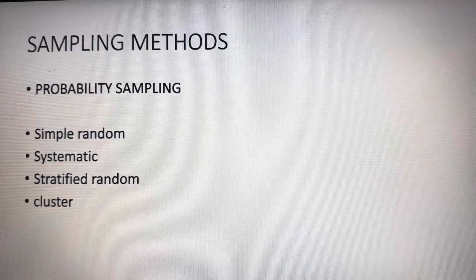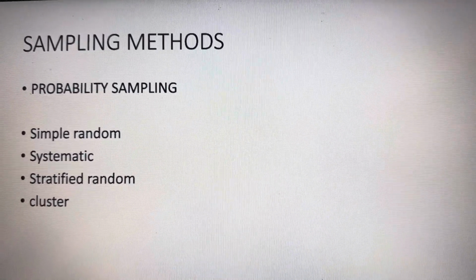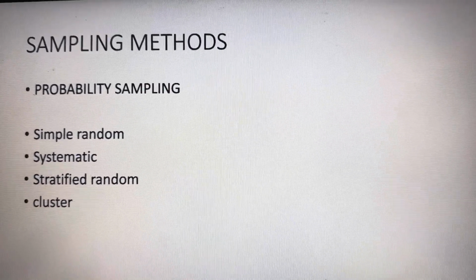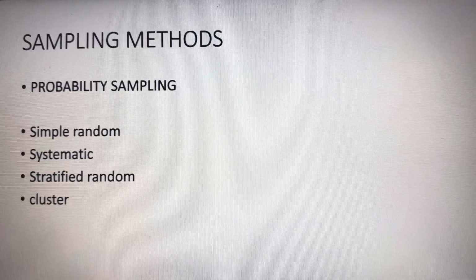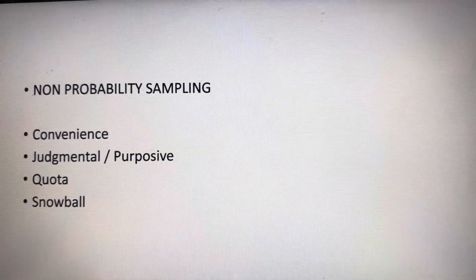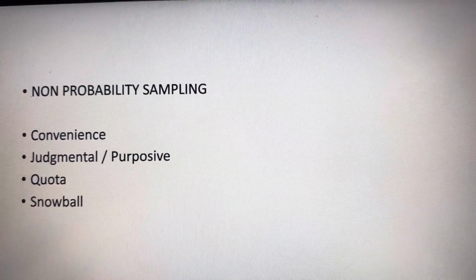Sampling methods, very, very important. Always a question on sampling methods. Our 2 types are probability and non-probability. Under probability, we have simple random sampling, systematic sampling, stratified random sampling, and cluster sampling. Under non-probability, we have convenience, judgmental or purposive, quota, and snowball.